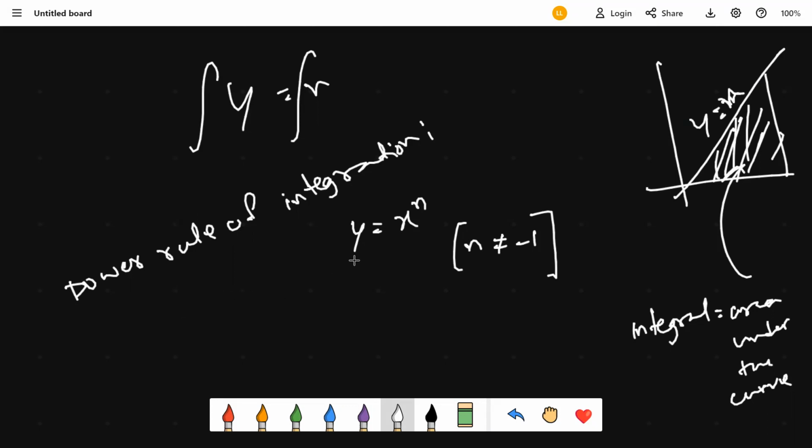So we are simply considering the right side of the equation first. So right hand side, integrating that x to the power n. Now, since we have the variable of what?